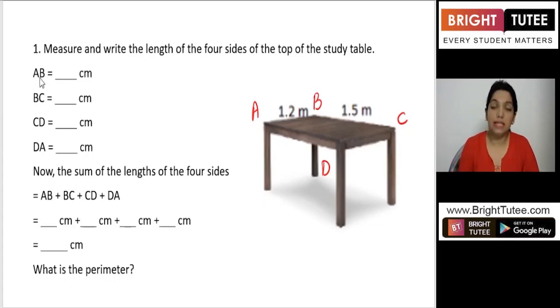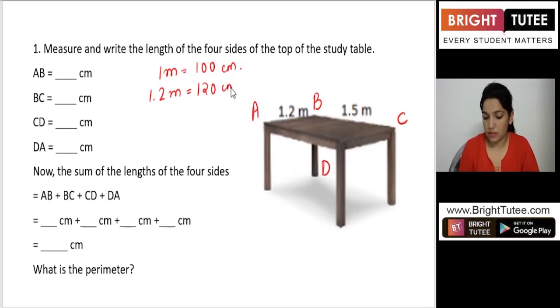So now, what is the length of AB that you see in the diagram? It is 1.2 meters. So how can we write 1.2 meters in centimeters? I hope you know that in 1 meter, we have got 100 centimeters. Is that right? In 1 meter, we have got 100 centimeters. So if it is given 1.2 meters, that means how much is this? It is 120 centimeters. Clear? Now let us write it here, 120 centimeters.